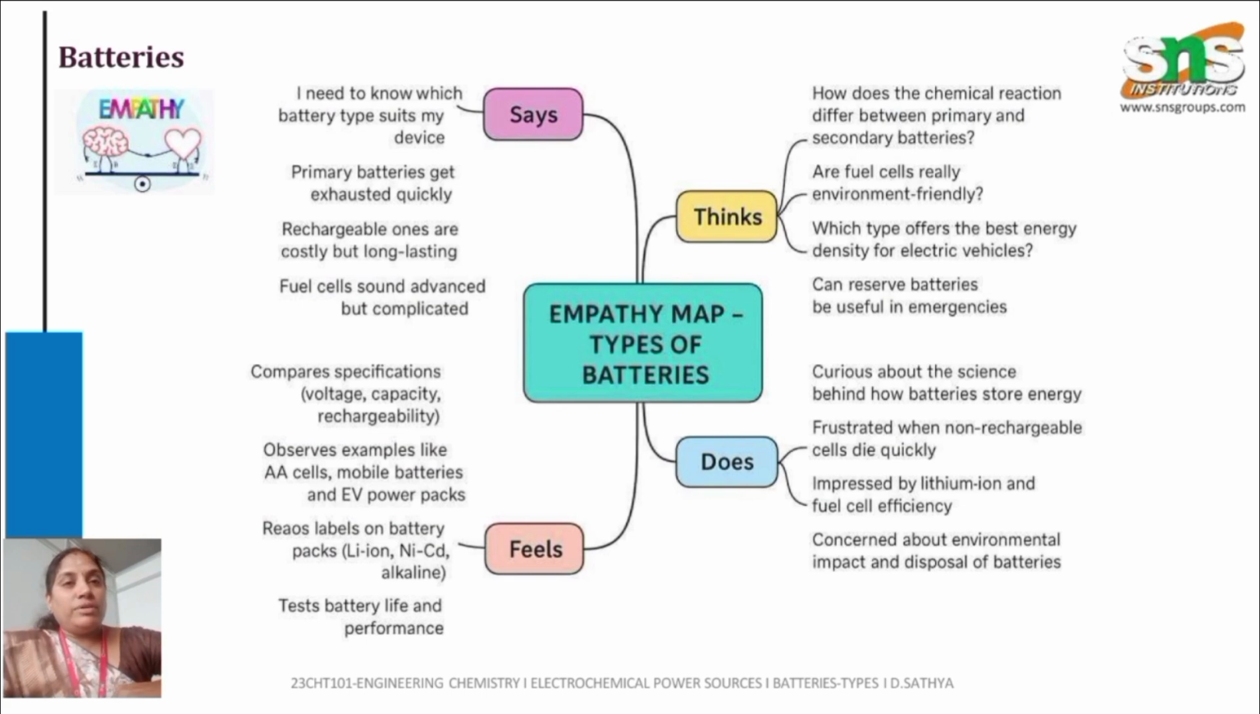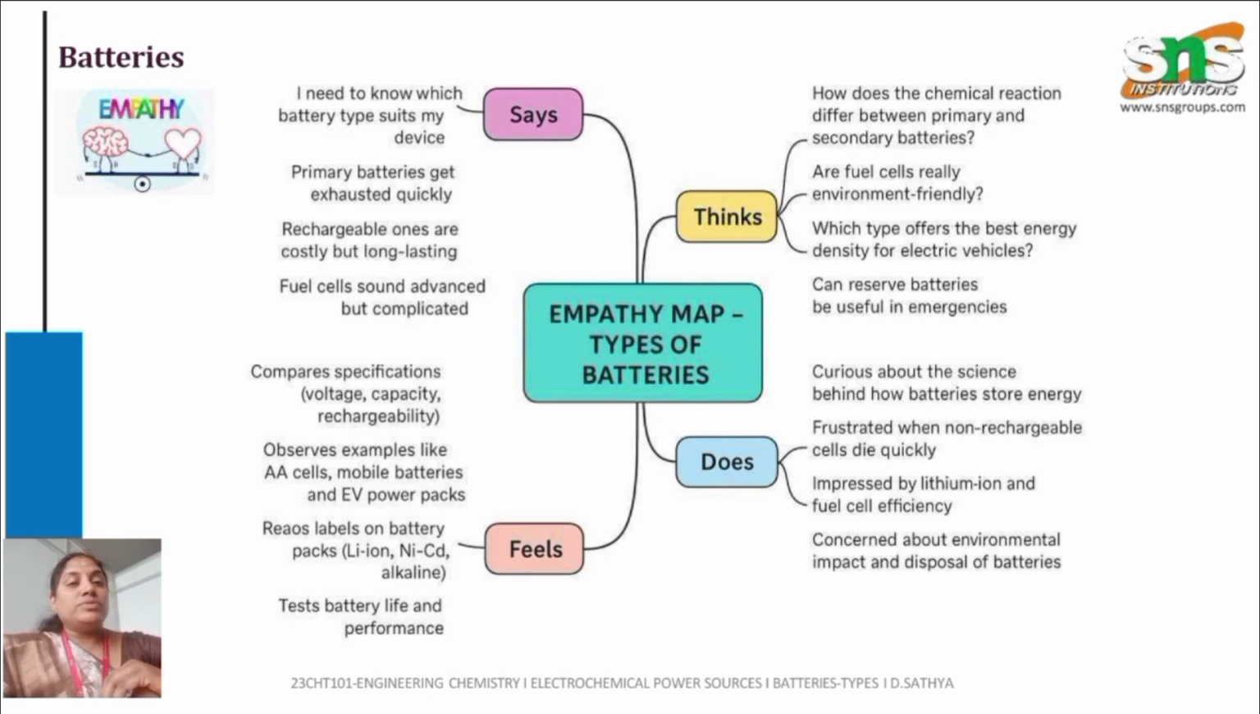Now we are going to see the classification, and understand why we need to study batteries. The battery types matter because we need to know which type of battery suits which device. For example, among primary batteries we have the AA battery, the AAA battery and so on. So we need to know which type of battery is suitable for a particular device. Primary batteries get exhausted quickly through discharging, while rechargeable ones are very costly but long-lasting.